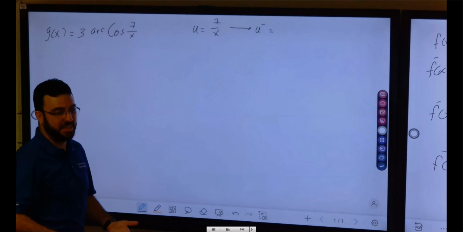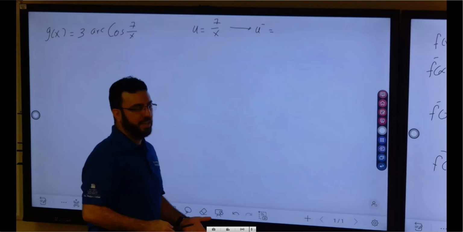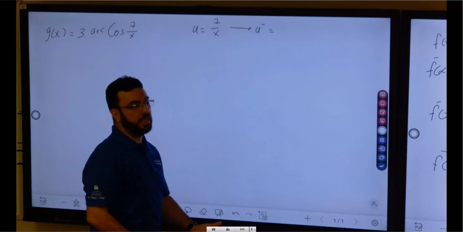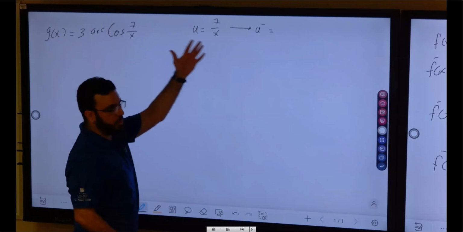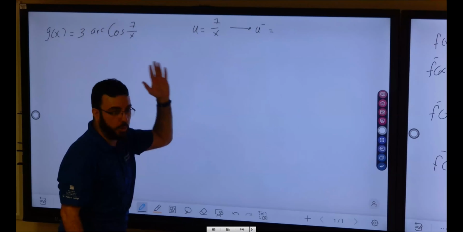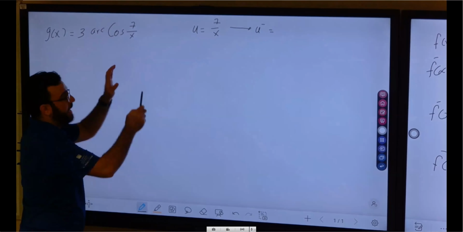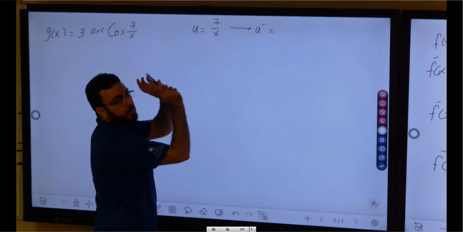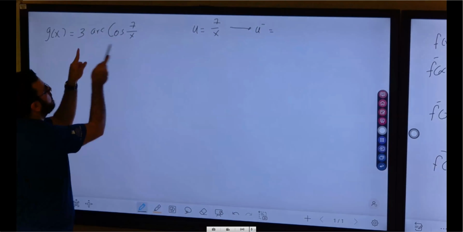What rule am I going to use? If I need to find u prime, I'm not looking here, I'm looking only for the angle. The quotient rule. That's why I write down the u on the side, so I'm not going to make mistakes and confuse myself here.